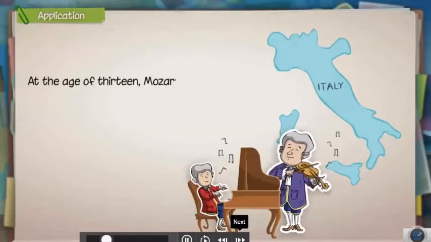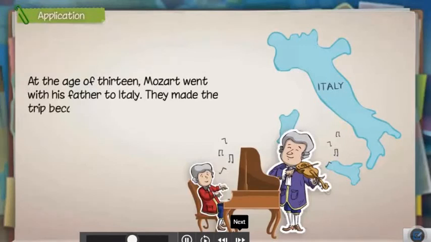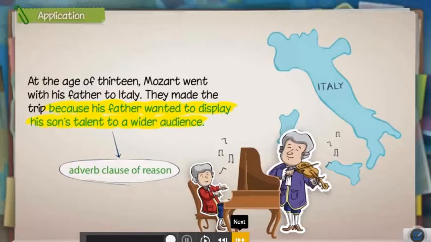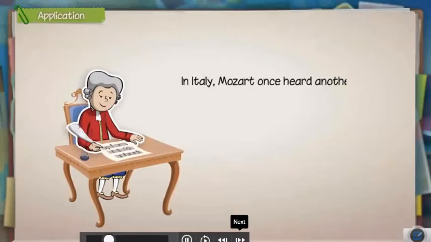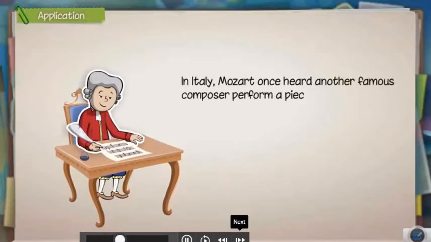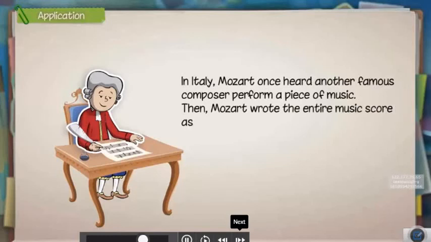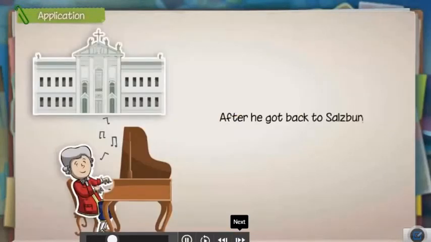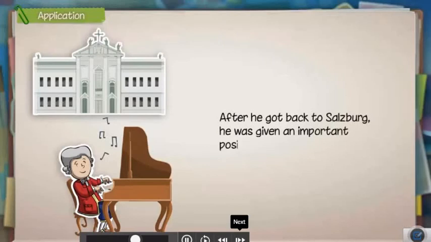At the age of 13, Mozart went with his father to Italy. They made the trip because his father wanted to display his son's talent to a wider audience. In Italy, Mozart once heard another famous composer perform a piece of music. Then, Mozart wrote the entire music score as if he had heard it several times before. After he got back to Salzburg, he was given an important position in the city's court.